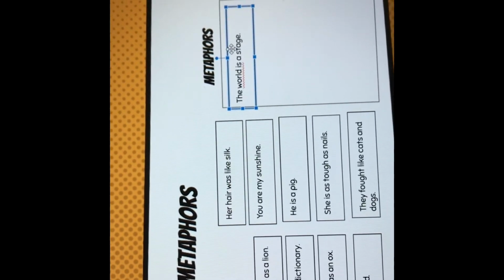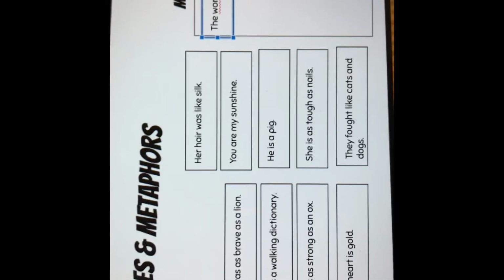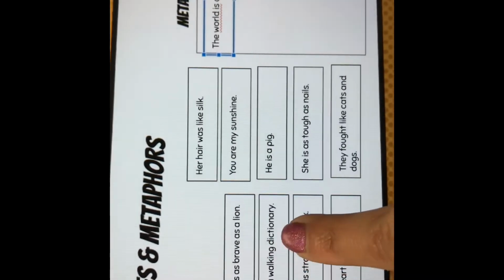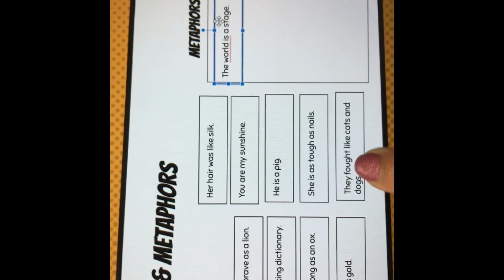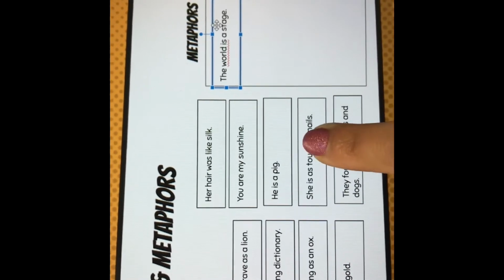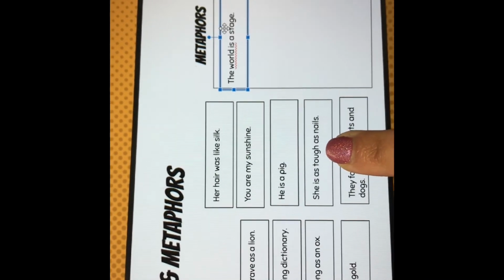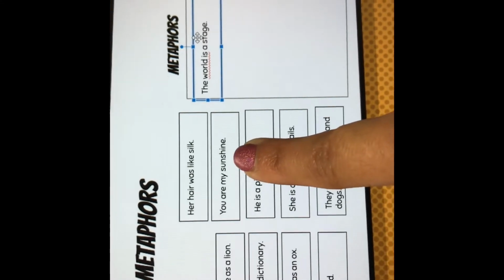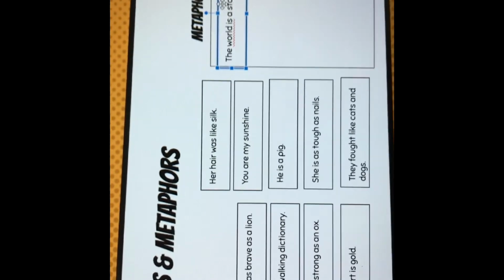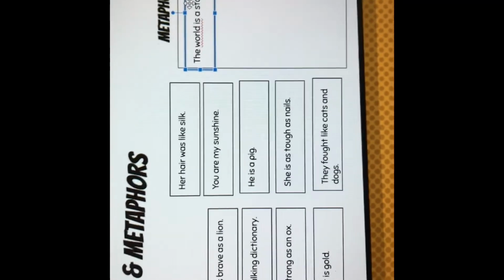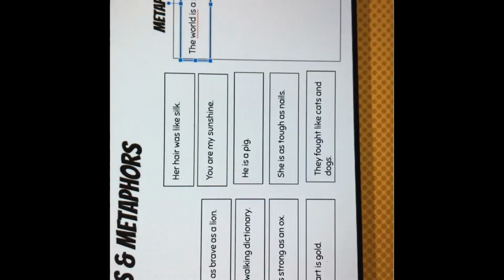And I'm going to click and drag it here. I'm going to do the exact same thing for the rest of the sentences, and I'll read them for you. He was as brave as a lion. He is a walking dictionary. He is as strange as an ox. Her heart is gold. They fought like cats and dogs. She is as tough as nails. He is a pig. You are my sunshine, and her hair was like silk. Again, these are figurative language. These cannot really happen. They are just comparing things.